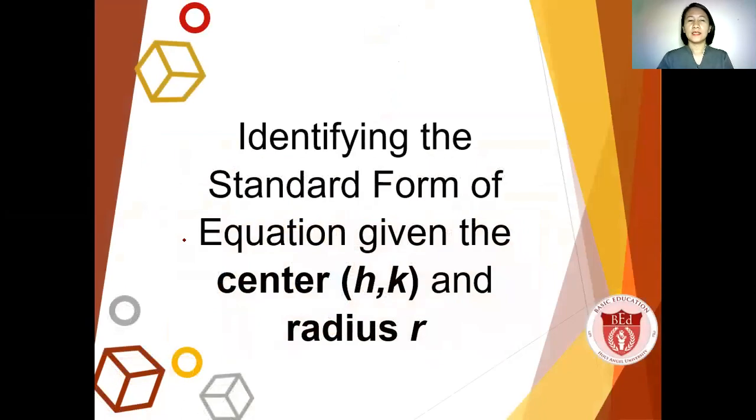Now, let us have the first part, identifying the standard form of the equation given the center (h, k) and radius r. This video has three parts. The first one is identifying the standard form of the equation given the center and the radius. The next one will be identifying the standard form given the graph. And the last part will be graphing. You'll be the one to graph the circle.